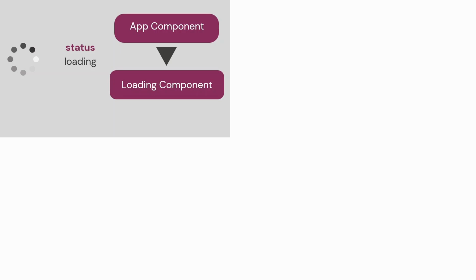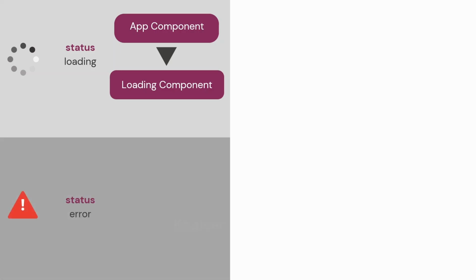So for example, if my status is loading, then inside this app component, I only want to render this loading component. Apart from this loading component, I do not want to render any component. So once this loading component is rendered inside the app component, only this loading component will be visible. No matter how many components I am having in my project, it is not going to render any other component. Why? Because my status is loading. Once this condition is true, I only want to render this loading component.